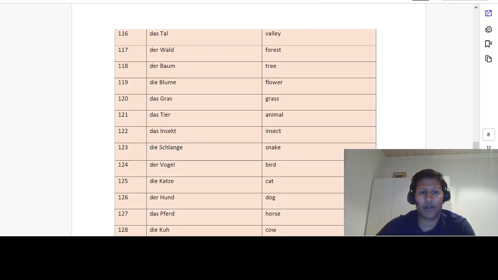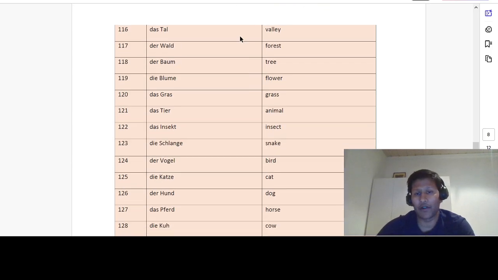Okay, the next one is das Tal. Valley is called das Tal. And then the forest, der Wald. Remember this, der Wald. And then der Baum, tree. Der Baum is tree. And then flowers, that is die Blume. Die Blume. And then we have das Gras.